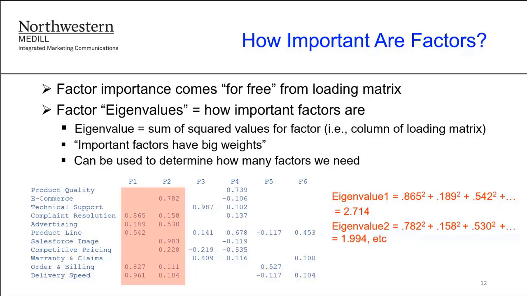Then how do we interpret those eigenvalues? A higher eigenvalue means a more important factor. For example, the eigenvalue for factor 1 is 2.7, and the eigenvalue for factor 2 is 1.9, almost 2. Eigenvalue 1 is greater than eigenvalue 2, so factor 1 is a more important factor than factor 2. This eigenvalue can also be used to determine how many factors we keep. I will talk more about this in the following slides.